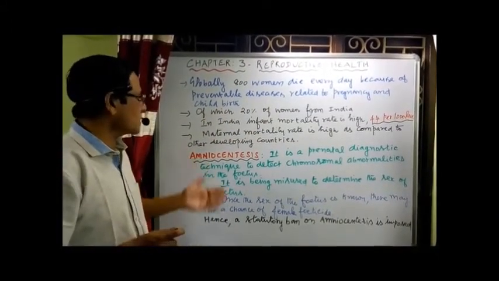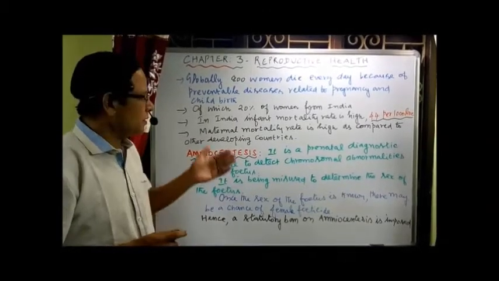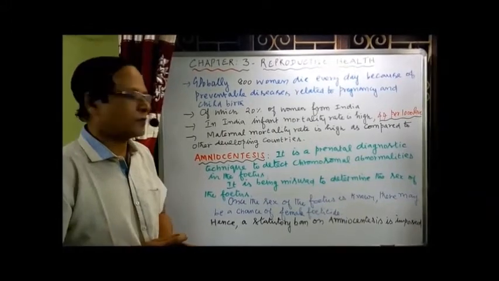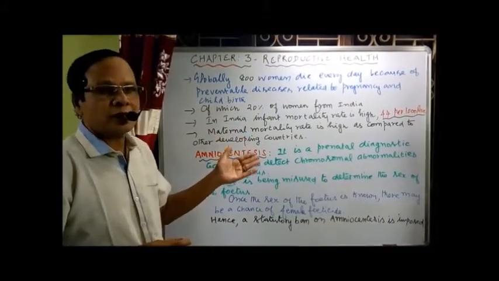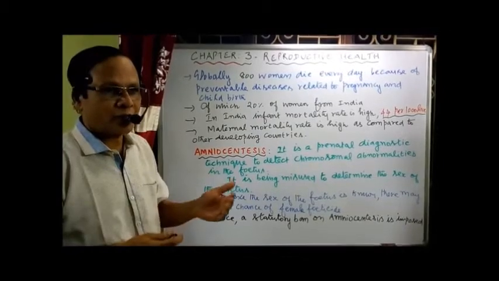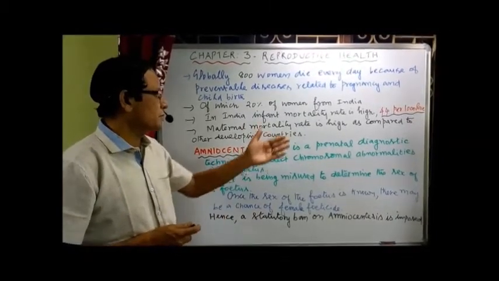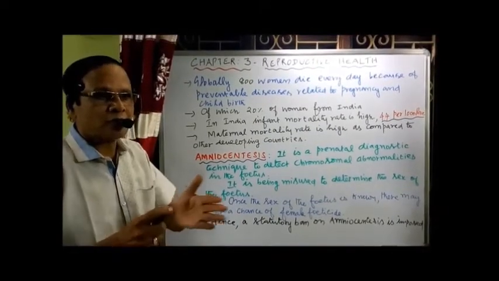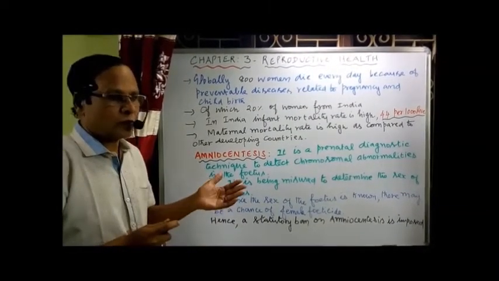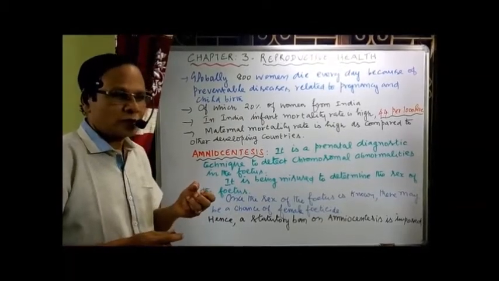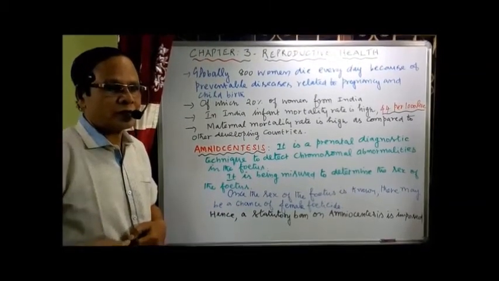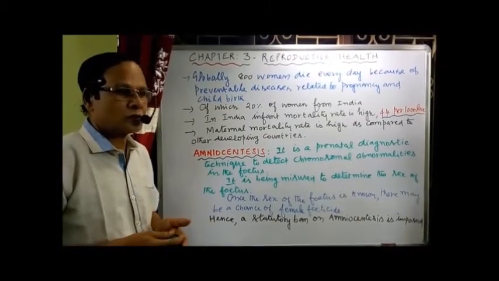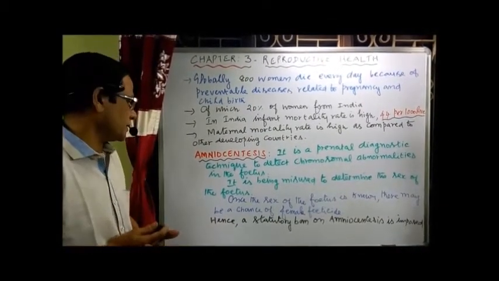Now the next one, what is amniocentesis? It is a medical diagnostic technique. What for? It is a prenatal diagnostic technique. Prenatal means before birth. It is used to detect chromosomal abnormalities in the developing fetus. We take the amniotic fluid from the amniotic cavity and test the cells circulating in that fluid either for Down syndrome or for any other syndrome.